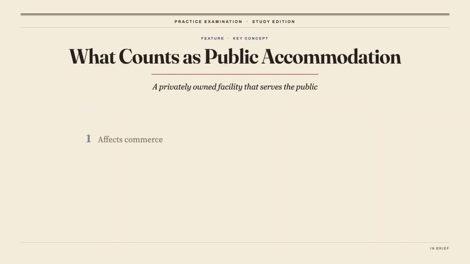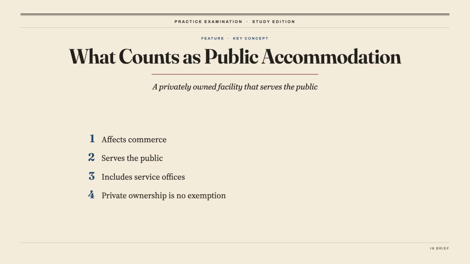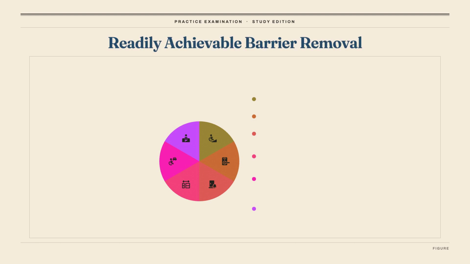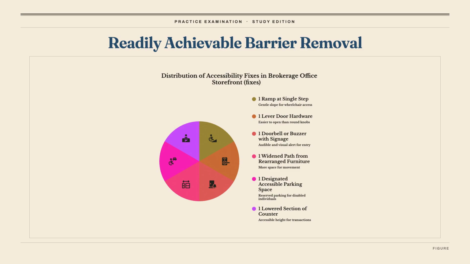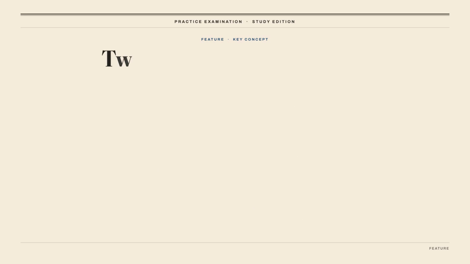A place of public accommodation is a privately owned facility whose operations affect commerce and which serves the public. This broad category expressly includes offices of service providers, so a brokerage in a strip center qualifies, and private ownership is not an exemption. For existing buildings, the standard is readily achievable barrier removal, easily accomplishable fixes judged against available resources. Think a ramp at a single step, lever hardware, a buzzer with signage, rearranged furniture, an accessible parking space, or a lowered counter.